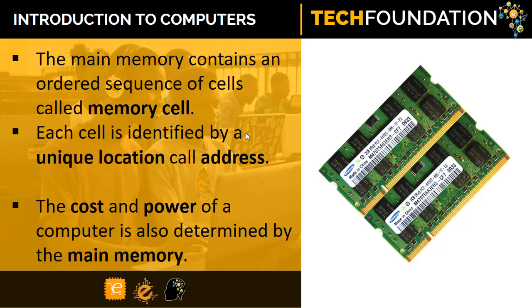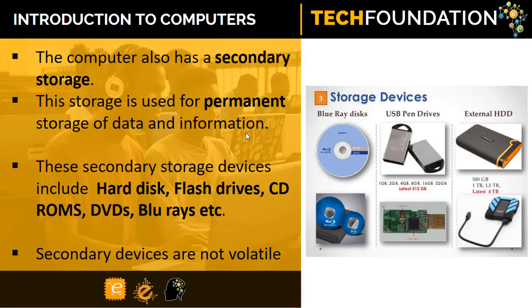The computer also has what we call the secondary storage. This storage is used for permanent storage of data and information. Secondary storage includes hard drives, flash drives, CD-ROMs, DVDs, Blu-rays, etc. Secondary storage devices are not volatile like the primary storage or main memory. They are able to keep their content when power is cut off. When a program is installed in a computer, it is stored on the secondary storage. However, before it can be executed, it has to be loaded into the main memory by a program called a loader.